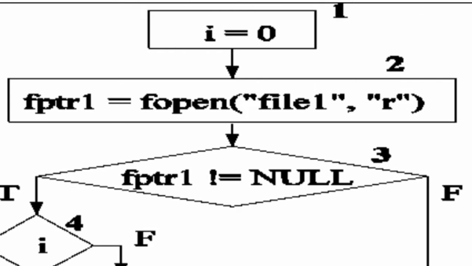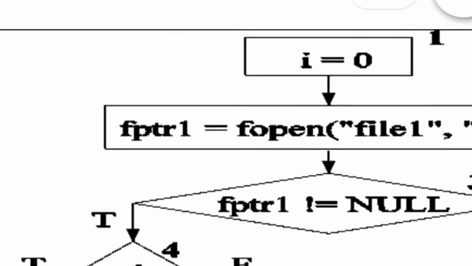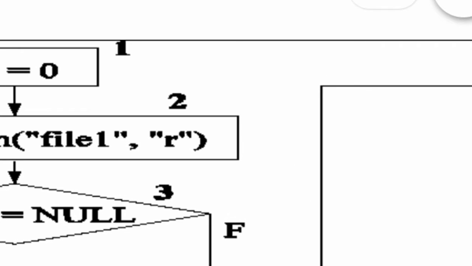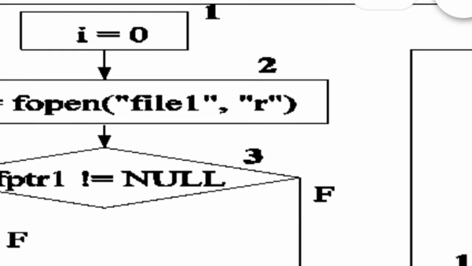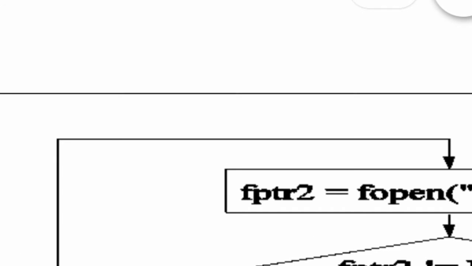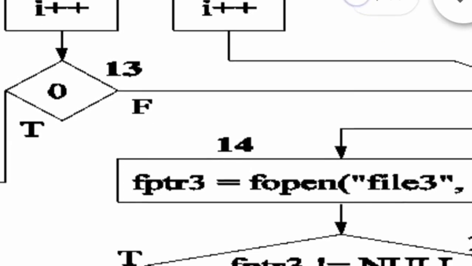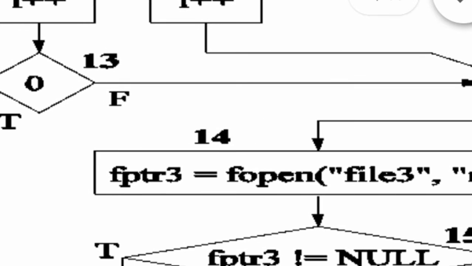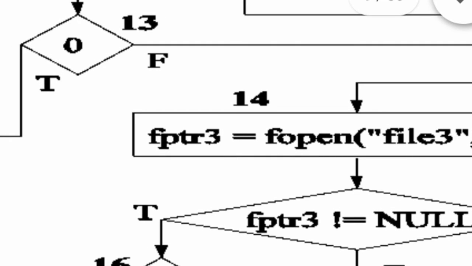So I equals 1, FPTR fopen file 1 read mode is not equals to null. If it is true, I equals I plus plus. Here is the false. We have to write again another statements, the same FPTR code. We observe that clearly. FPTR2 is not equals to null, FPTR3 is not equals to null. Here again the statements: true statement, false statement and null statement. Here true, I is incremented.